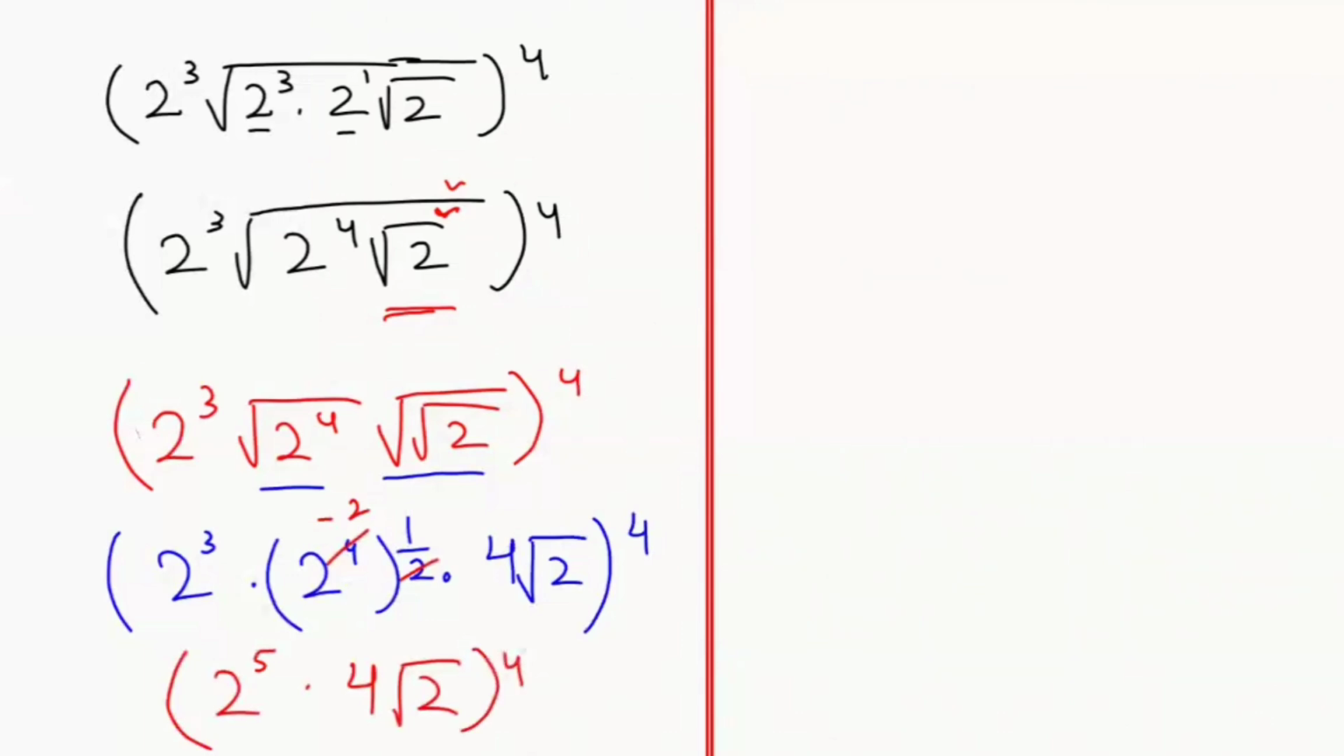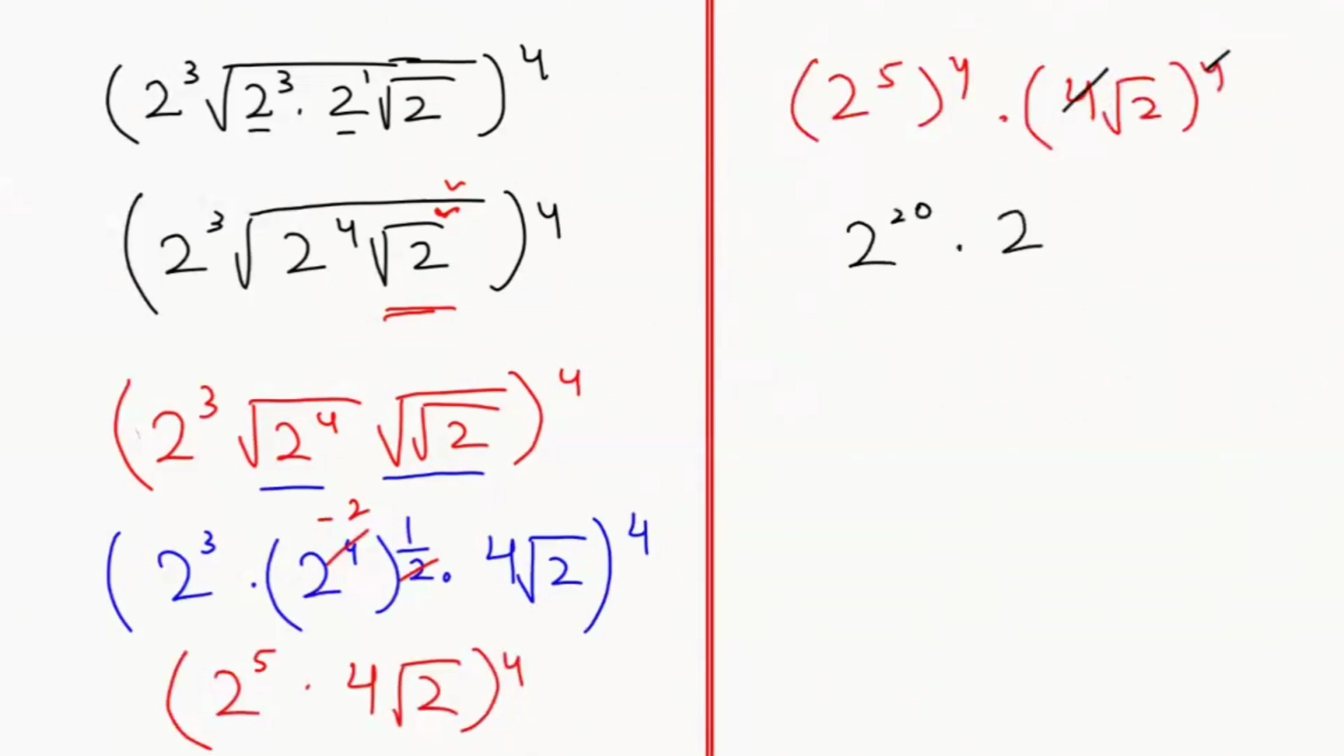Now I am going to apply this power on both the terms. So (2^5)^4 times (4√2)^4. Now this will be equal to 5 times 4, which gives us 20, times here this and this get cancelled, and 2 is remaining. So this will be equal to 2^21. So this is the value that we found for the given expression.